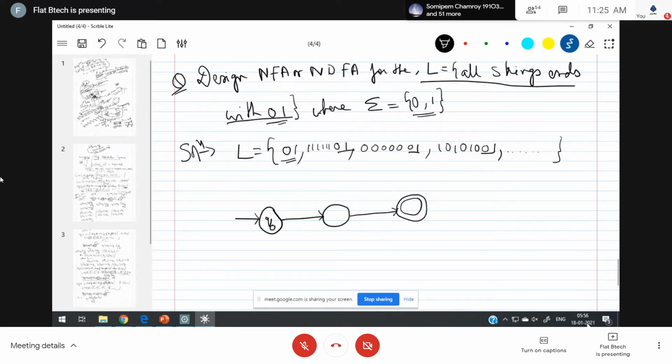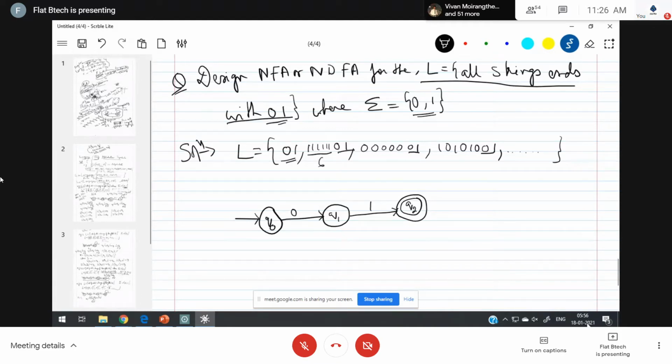How to indicate the acceptance of a string: if the final transition state is the final state, then we can conclude that the string is accepted by that machine. So 01 is accepted. Now, what about this maximum? In this case, how many ones do I have? 1, 2, 3, 4, 5, 6.